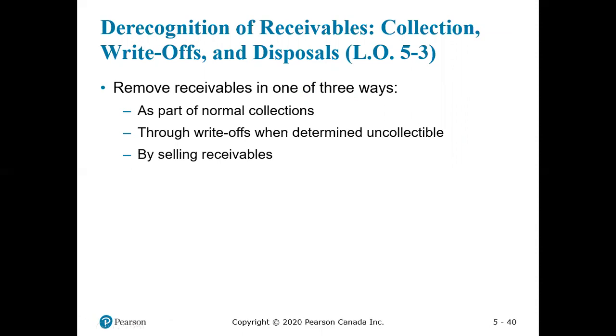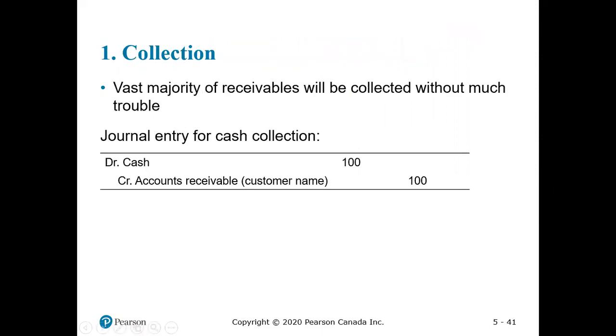So, derecognition of receivables: collection, write-offs, and disposals. There are three ways that receivables can be removed from the books. Number one is part of normal collections. Number two, through write-offs when they're determined to be uncollectible, or number three, by selling the receivables. We're going to go through these three ways in a little bit more detail. So the first one is collection.